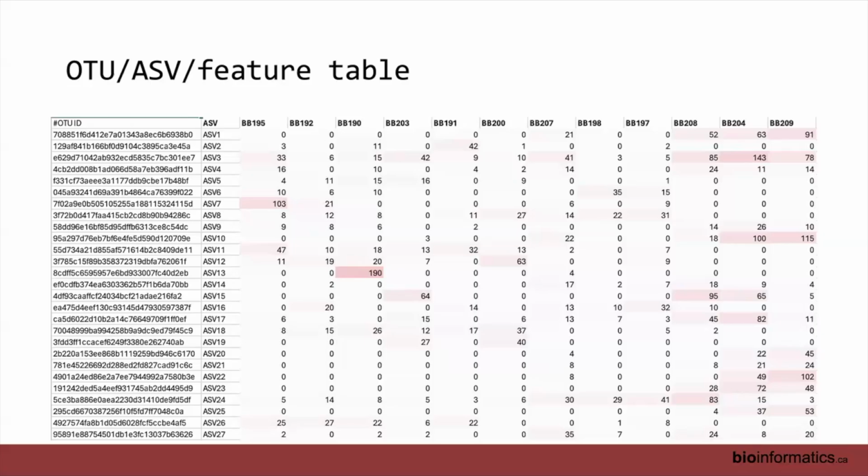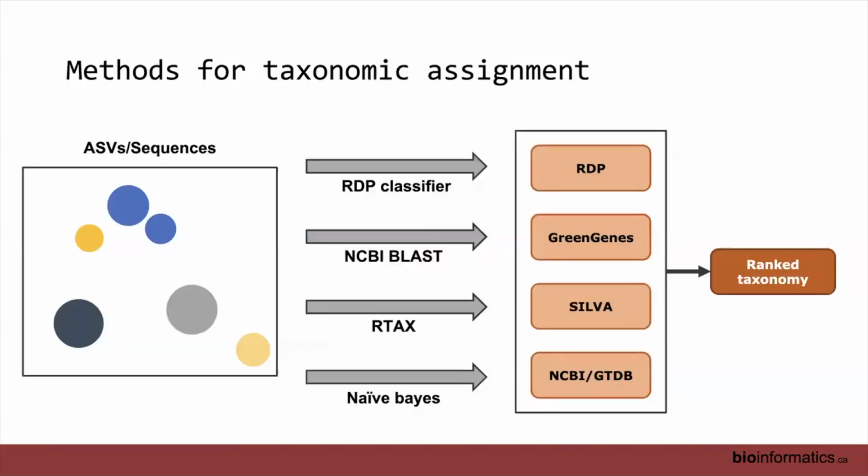Then on top of these, we also often add taxonomy. Often what we're most interested in is not the number of different sequences that we have, but the number of different genera or species or something similar. So we're going to be taking these ASVs or sequences and looking to classify them taxonomically. There are a bunch of different taxonomic classifiers that you can use.